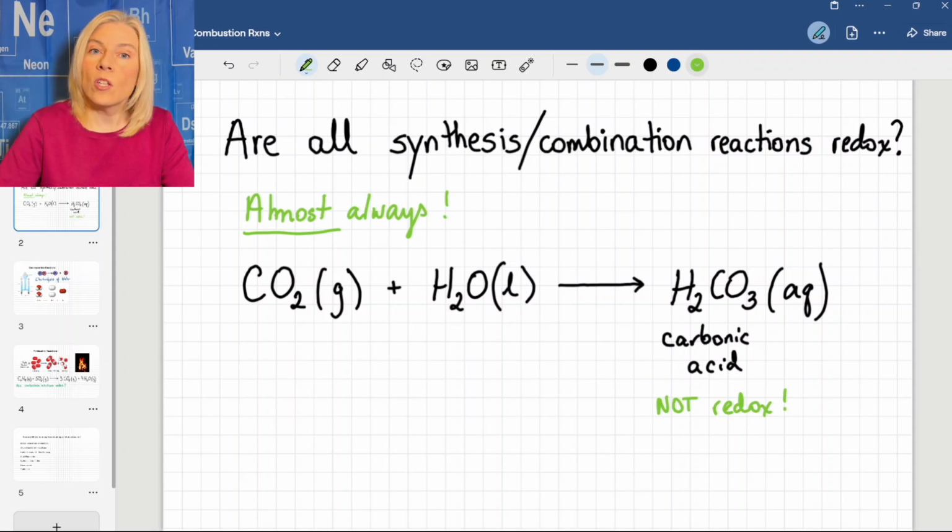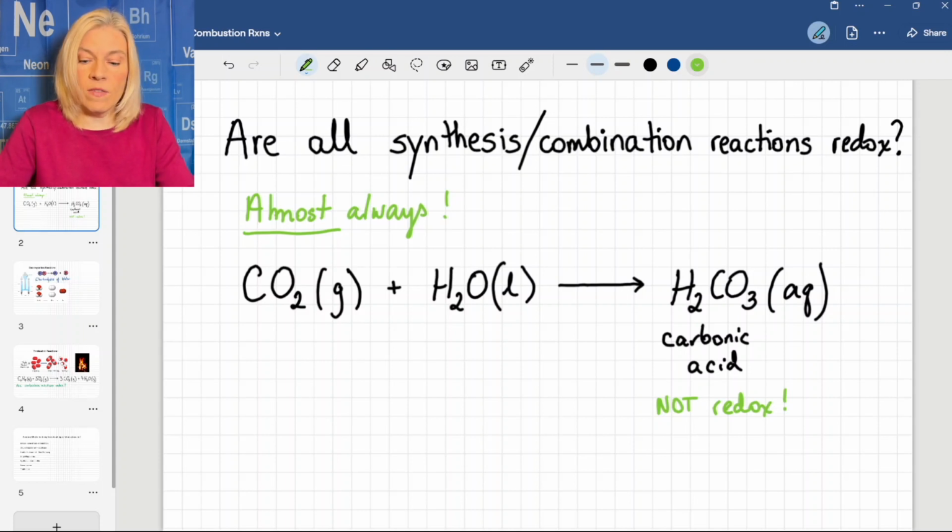So what's different about this reaction compared with what you saw before? Well, here we have a compound combining with another compound, and they make a bigger compound. So you don't have any single-atom element by itself. And that's the key here. So these are not redox.